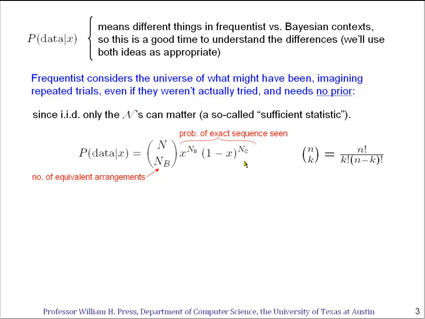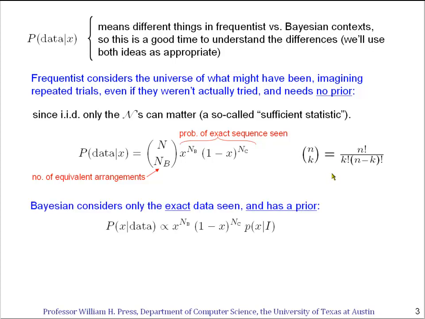Now the frequentist considers the number of equivalent arrangements, the number of different ways that you could arrange N_B B's and N_C C's, and that of course gives a binomial coefficient, something that you should be familiar with, the number of ways that you can choose k things out of n, that is to say, choosing which positions to put a B in rather than a C.